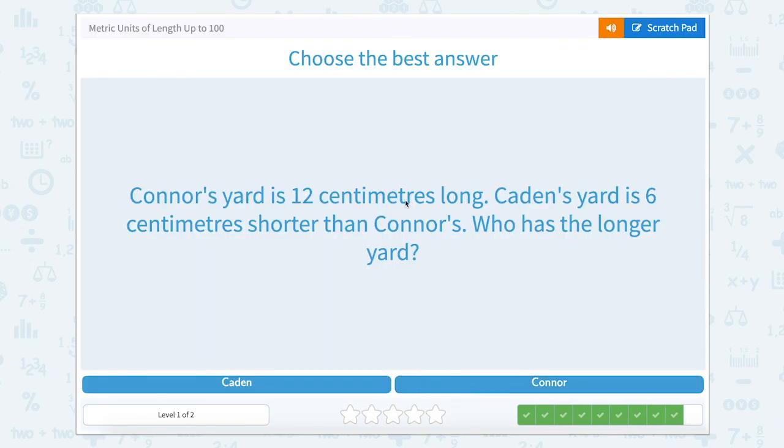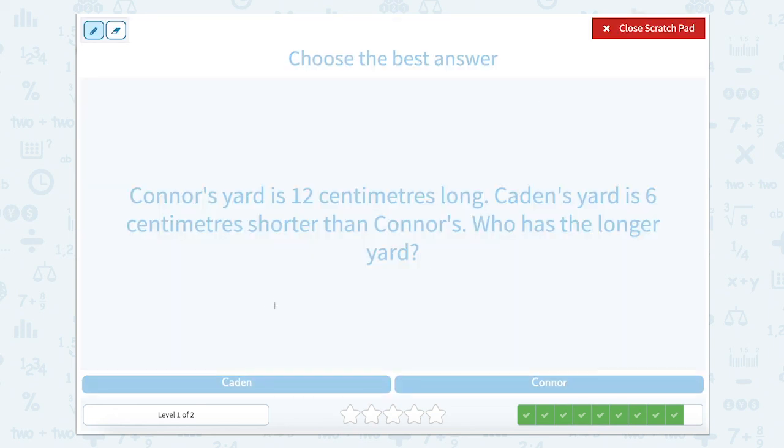Connor's yard is 12 centimeters long. Caden's yard is 6 centimeters shorter than Connor's. Who has the longer yard? Well, we know that Connor's yard is 12 centimeters. And Caden's yard is 6 centimeters shorter. So if it's shorter, then we need to subtract 12 minus 6, which equals 6.